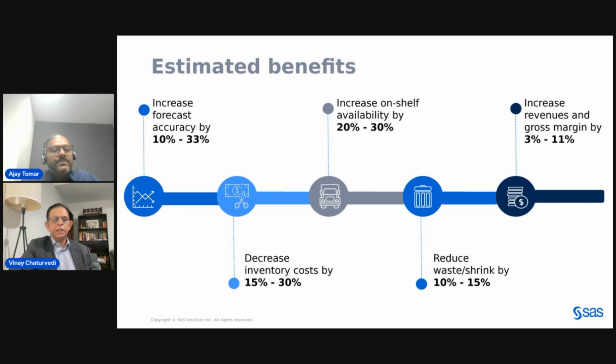And decrease, in many cases you are actually committing to a certain level of availability, right? Yes. Especially if you are coming to the US market, you're committing to a certain level of availability, and then you have to pay a lot of penalties if you don't meet those targets. Correct. And decrease your inventory cost by 15 to 30%, reduce your waste and shrink by 10 to 15%, and increase, ultimately everything then impacts your top line and bottom line up to the tune of 3 to 11%. So these are some of the potential benefits that the enterprise can realize.